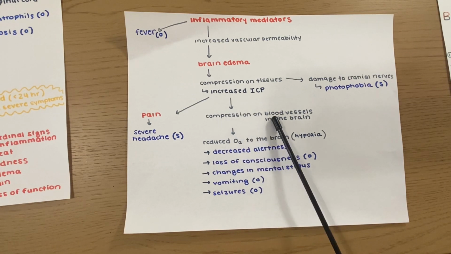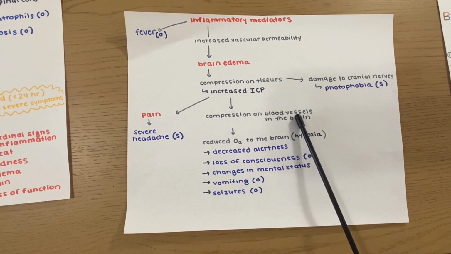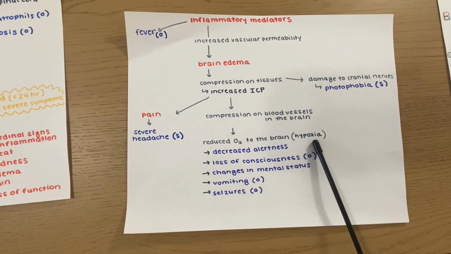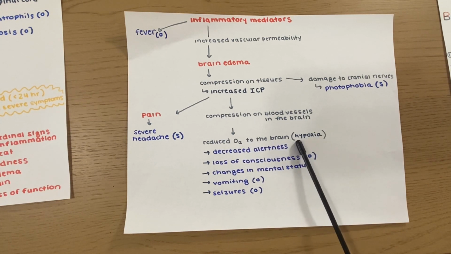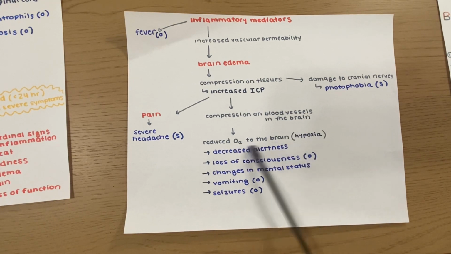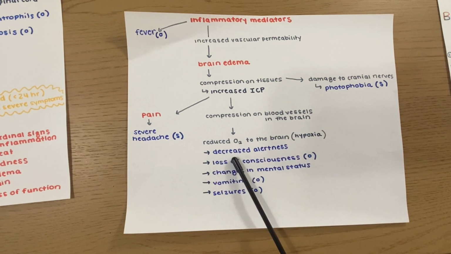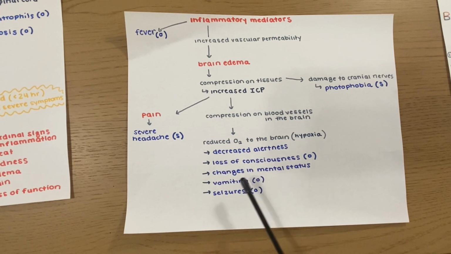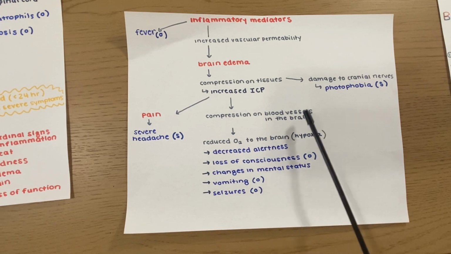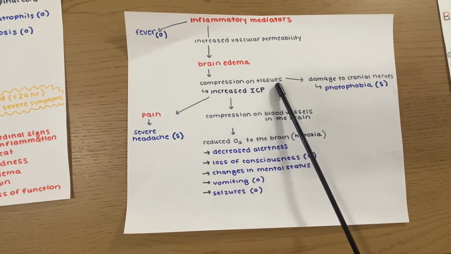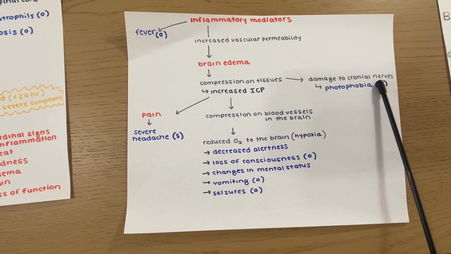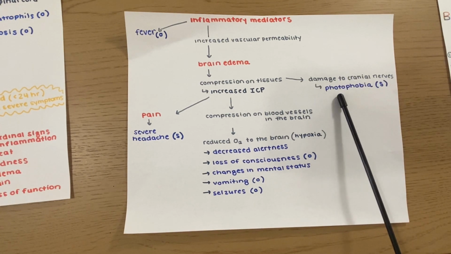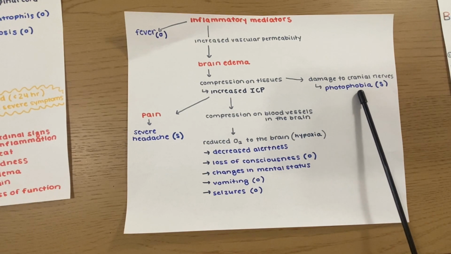And the compression can also affect the blood vessels of the brain, which would reduce the oxygen to the brain, which would be hypoxia. And if you have hypoxia, your mental status is obviously going to change. So some symptoms are decreased alertness, loss of consciousness, changes in mental status, vomiting, and seizures. And then the compression on the tissues can also damage the cranial nerves. And if the trigeminal nerve is affected, it can cause photophobia.